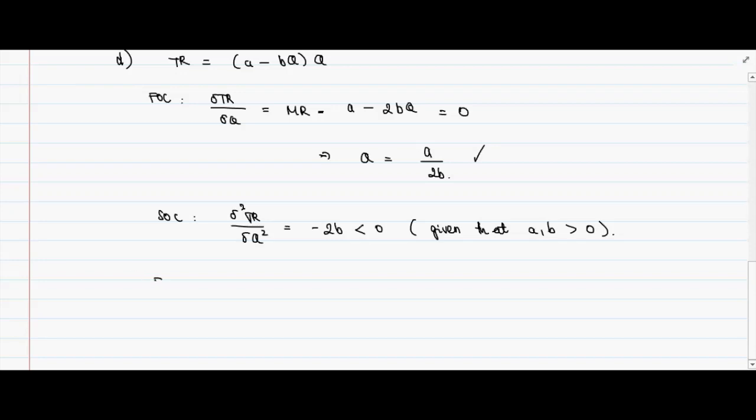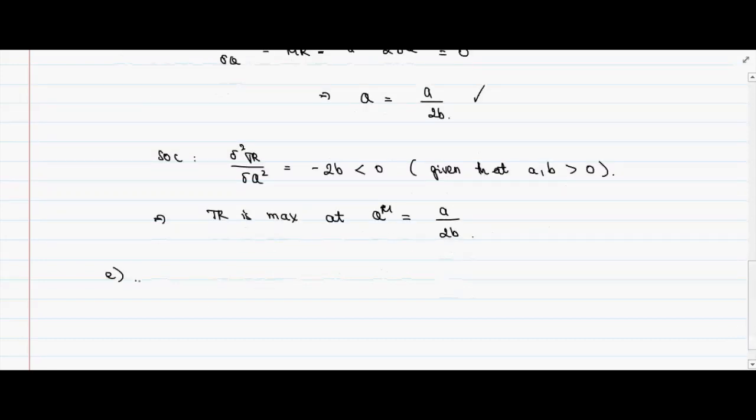Okay, so therefore total revenue is going to be maximized at the point Q star equal to A divided by 2B, or QM, which is what the question is telling you.